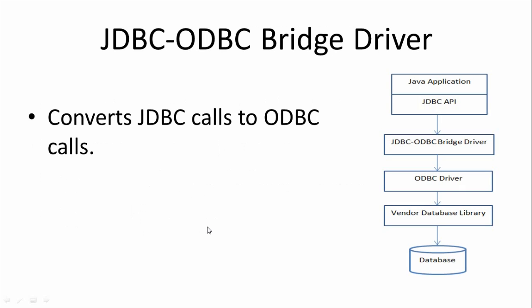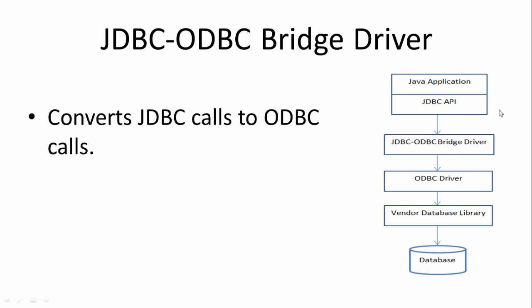So the first one is JDBC ODBC bridge driver. Okay. Now this JDBC ODBC bridge driver, it converts our JDBC calls to ODBC calls and gives it to the ODBC driver. Now the ODBC driver will in turn convert the calls to native calls of the database API. Okay. Now these native calls will be understood by the vendor database library. Okay. And the vendor database library will in turn convert the calls to vendor specific database protocol. Okay, so this is how it works.